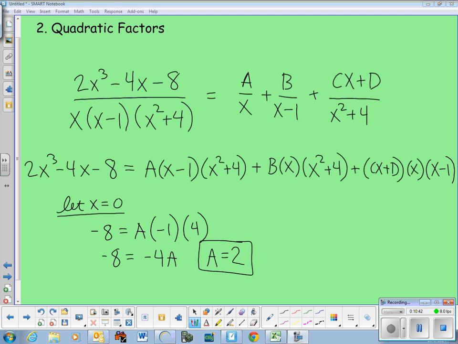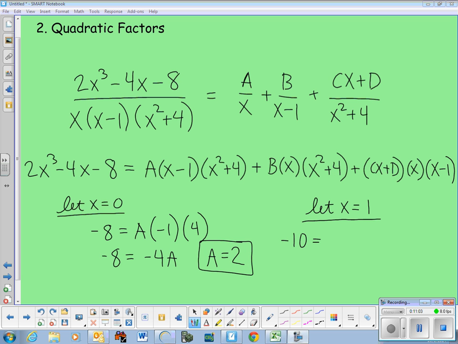All right, pause this at any time and catch up with the notes. I don't want to miss anything, but I also don't want this to last forever. Let's choose x equals 1. All right, when x equals 1, I get 2 minus 4 minus 8 on the left, which is 2 minus 12, which is negative 10.